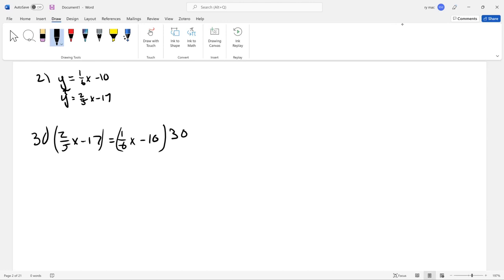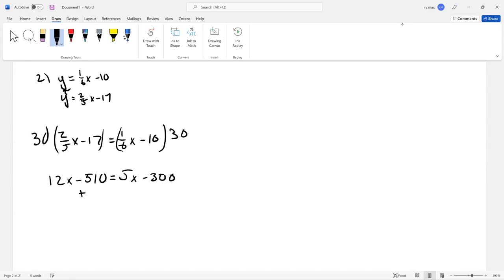So on this side, 30 divided by 5 is 6. So I'm going to have 6 left on the top. So 6 times 2 is 12. 12x minus. And then 17 times 30 gets you 510. That is equal to the same thing. So it's just 30 divided by 6 on this side. That just gets you 5. So I get 5x. And then 10 times 30 is 300.